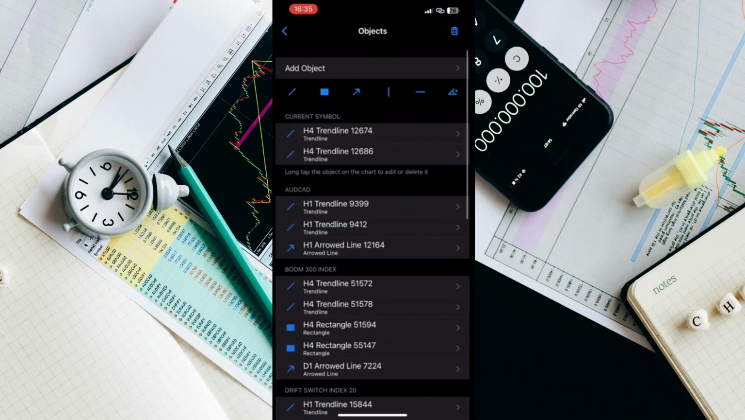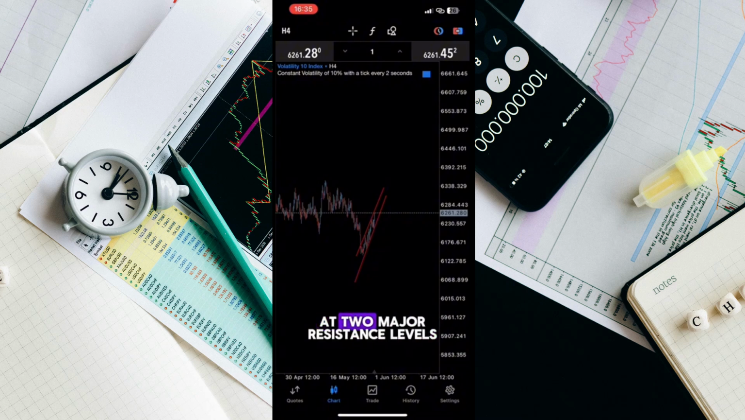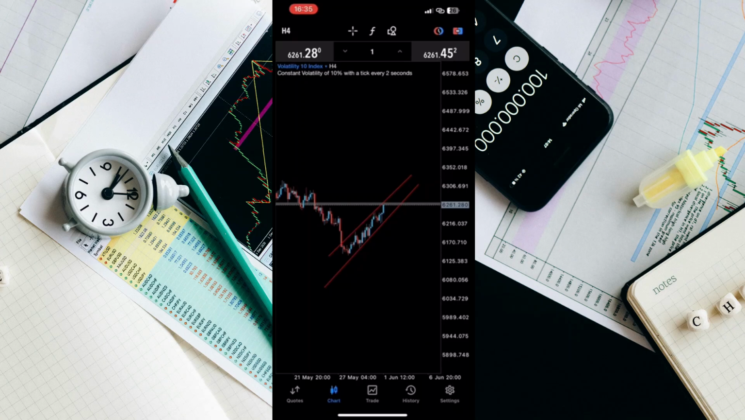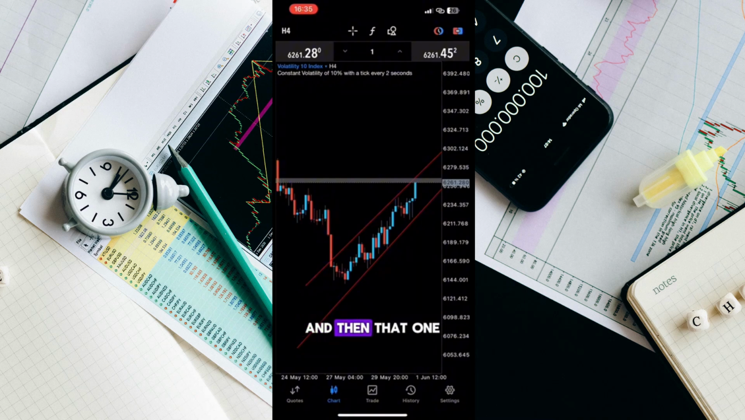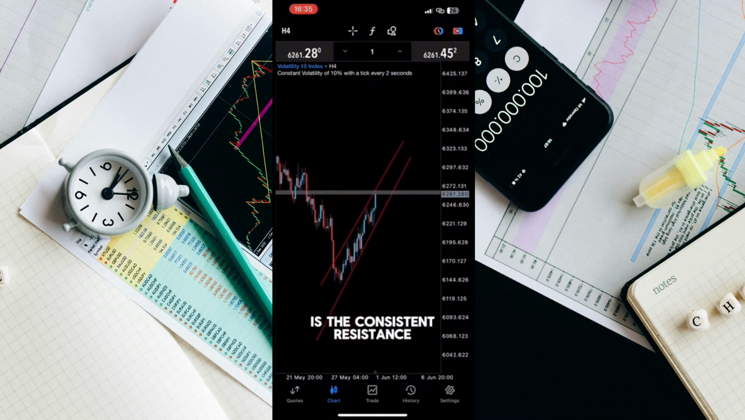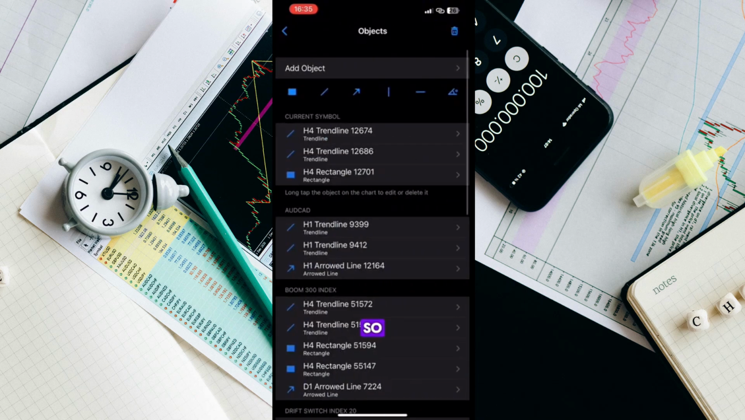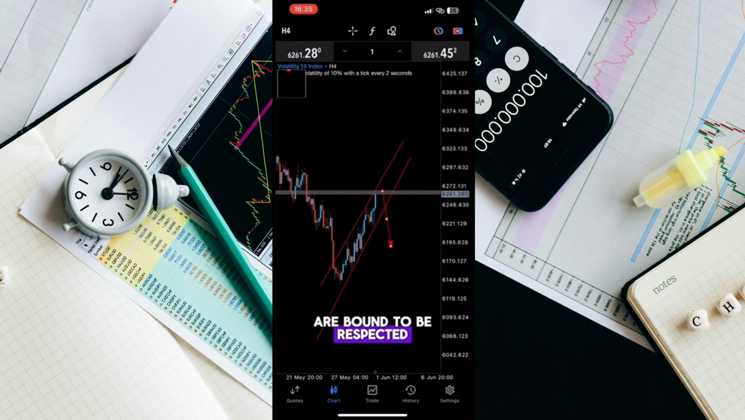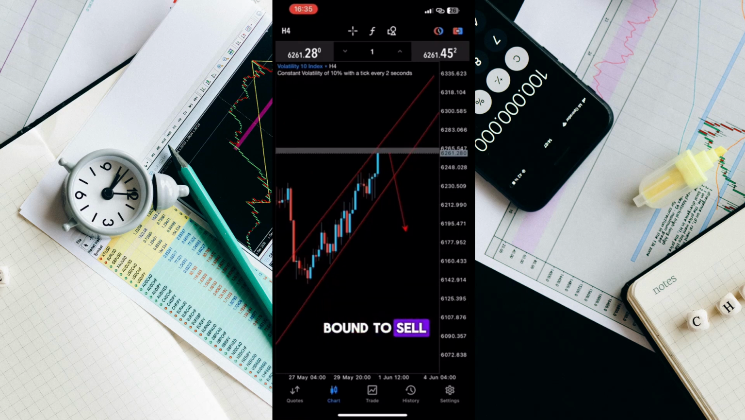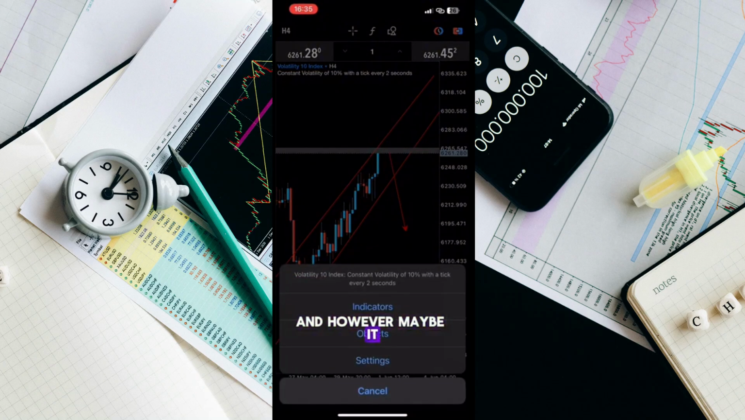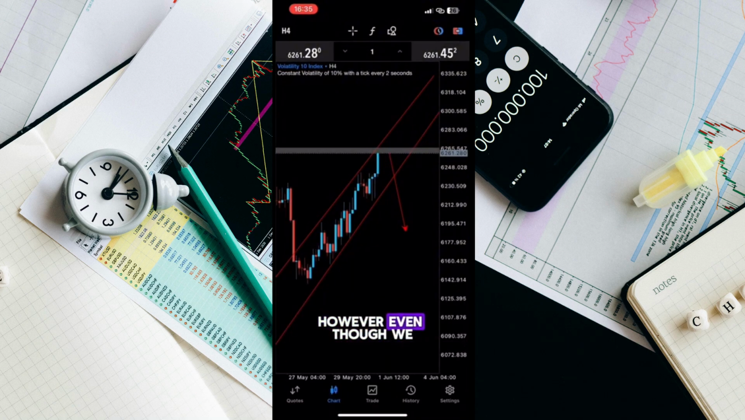At this point, the market is at two major resistance levels that are supposed to be respected. As you can see, this one is the trailing resistance, and that one is the consistent resistance. So these two resistance levels are bound to be respected, and the market is bound to sell. However, maybe it might break to the downside. Even though we don't have enough information that the market is going to break to the downside, at least what we know right now is that the market is going to sell into the trend.